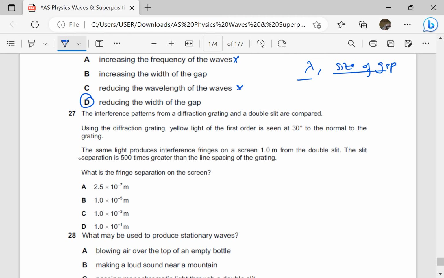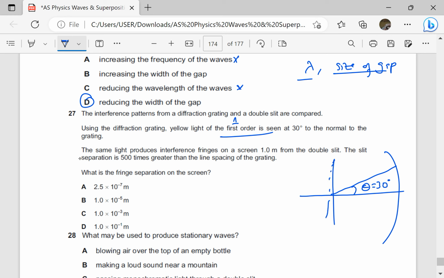The interference patterns from a diffraction grating and a double slit are compared. Using the diffraction grating, yellow light of the first order, so small n is equal to 1, is seen at 30 degrees to the normal to the grating. Okay, so if this is the diffraction grating, the normal to the grating is going to be this one, and 30 degrees to the normal will be the angle, so theta is 30 degrees.